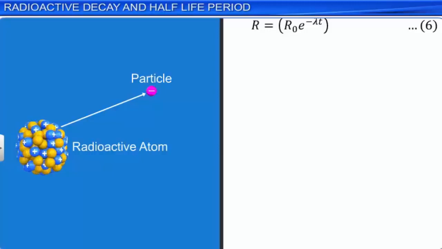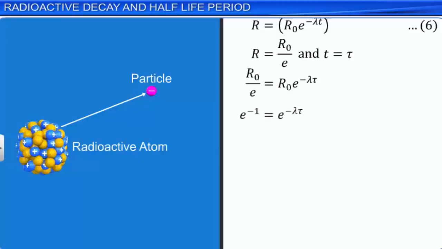Let us now substitute R = R naught by e and t = tau in equation 6. We get R naught by e = R naught × e^(−λτ). On simplifying, we get tau = 1 by λ. It shows that mean life tau is the reciprocal of the disintegration constant. Now, T half = 0.693 tau.